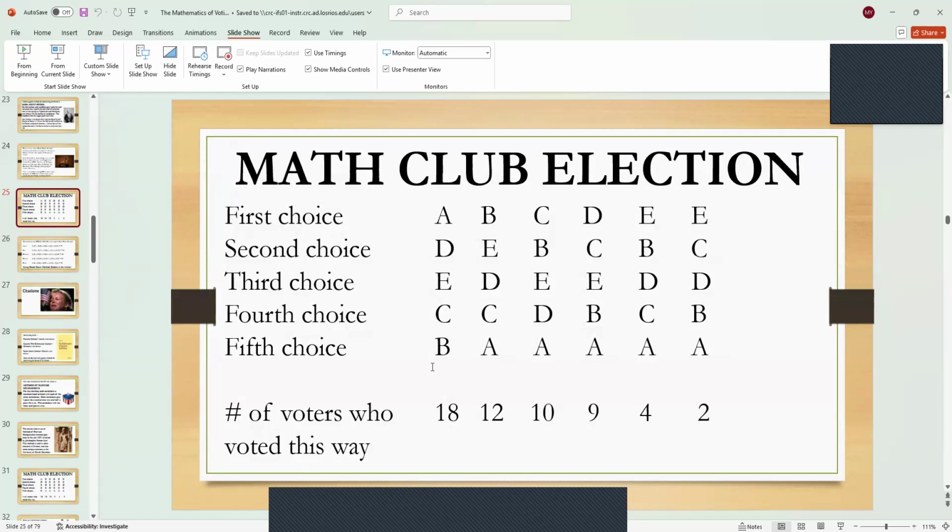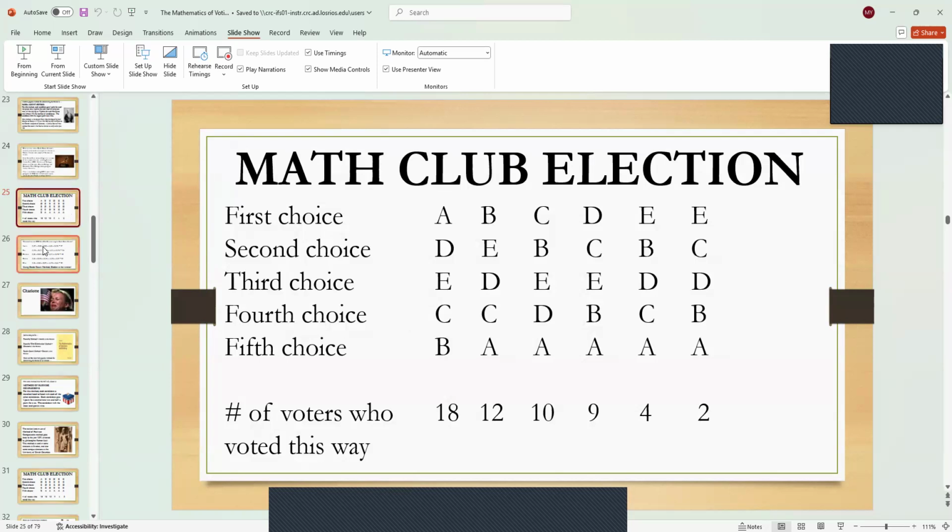Remember, you get 5 points for each first place vote. In this case, you would get 4 points for each second choice vote, 3 points for a third choice vote, 2 points for a fourth choice vote, and 1 point for a last place vote. It's always 1 point for the last place vote. And in this case, it's 5 points for a first place vote because that's how many candidates we have.